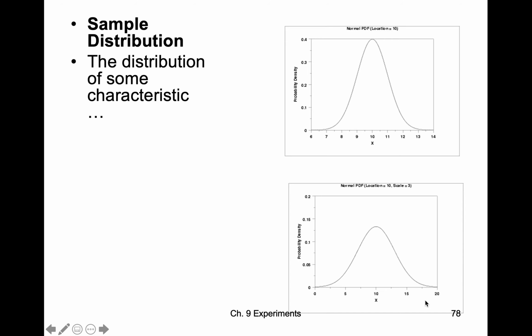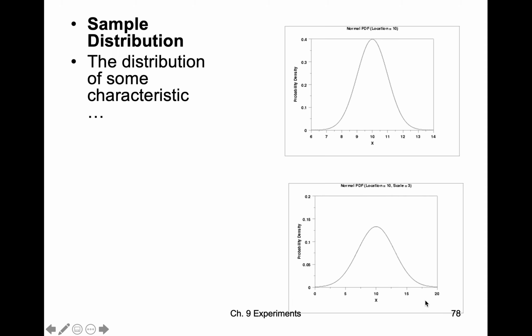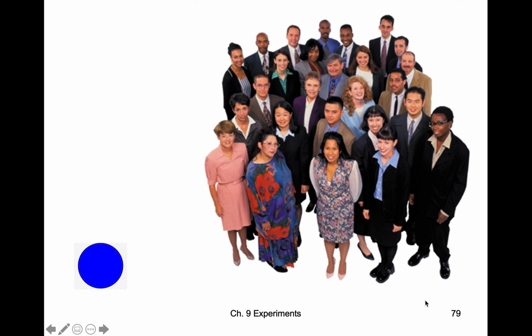Sample distribution is the distribution of some characteristic measured on the individuals that were part of the sample. So if you have a characteristic that everybody in the sample has, then that would be the sample distribution. For instance, if you had a group of people, maybe it's the COM 400 class, we want to find out what the sample distribution is of people who are really good at playing basketball, maybe people who can throw free throw shots.